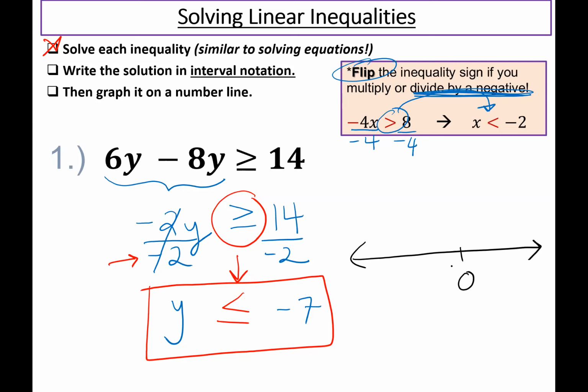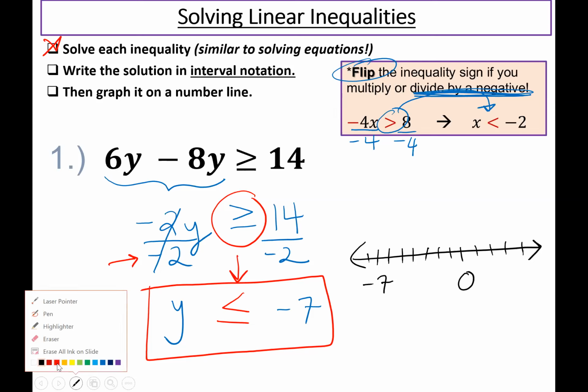I've drawn a number line. All I've put on here is just 0, 1, 2, 3, 4, 5, 6, 7. I've just counted over to -7. I can keep going if I want to. What we need to know is, where is this arrow going, and are we going to use square brackets or parentheses? So let's decide. y is less than or equal to -7. So less than means we're going to the left. Let's see, 1, 2, 3, 4. Here we go. All right, so we're going to the left of -7.